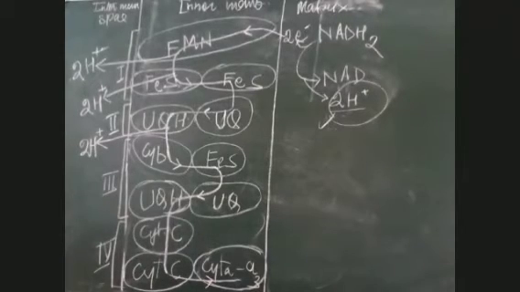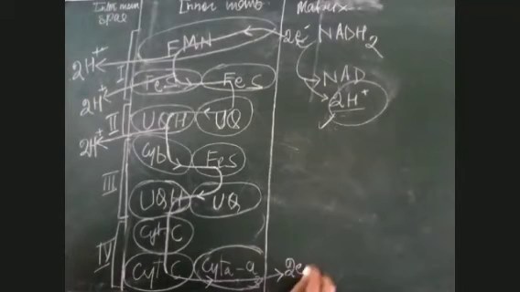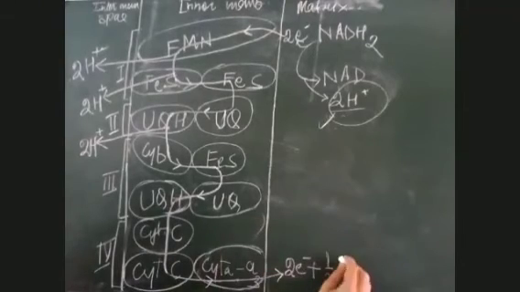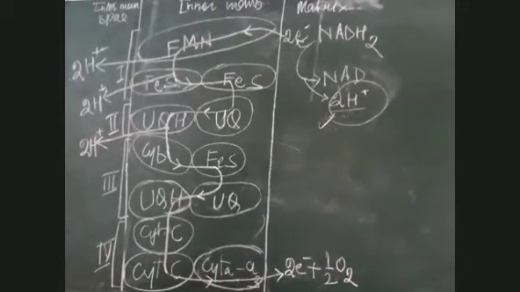So what happens here? From here, it enters the matrix, and when it enters the matrix, this electron combines with an atom of oxygen. Why have I written half O2? Because if I write O2, that will be a molecule of oxygen. So I have written half O2. It means an atom of oxygen. It combines with an atom of oxygen.